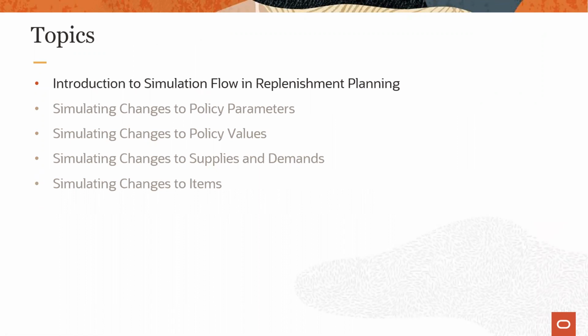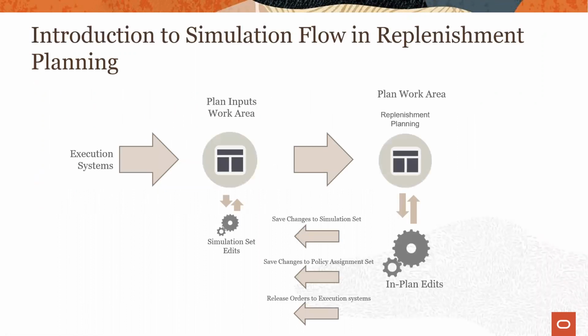Let us first start with an introduction to the overall simulation flow in replenishment planning. This diagram depicts the simulation flow in replenishment planning. Simulation sets provide a way for the planner to override key parameters in supply chain execution systems. Some examples are item lead times and item cost components. Replenishment planning uses these planner overrides to perform plan simulations.